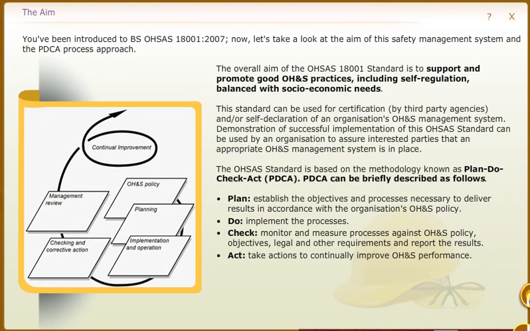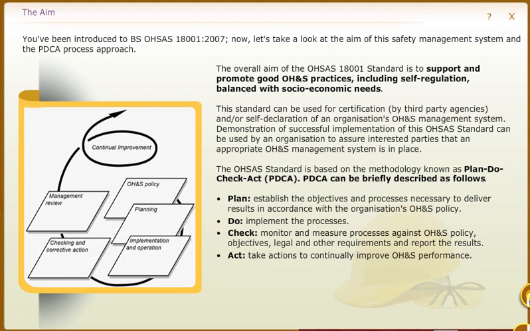You've been introduced to British Standard OHSAS 18001-2007. Now, let's take a look at the aim of this safety management system and the PDCA process approach. The overall aim of the OHSAS 18001 standard is to support and promote good OH&S practices, including self-regulation, balanced with socio-economic needs. This standard can be used for certification by third-party agencies and/or self-declaration of an organization's OH&S management system. Demonstration of successful implementation of this OHSAS standard can be used by an organization to assure interested parties that an appropriate OH&S management system is in place.